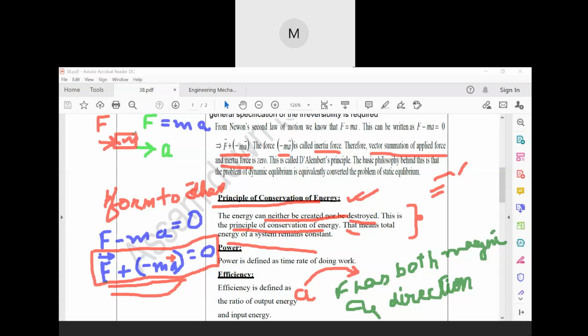So in this way we can explain D'Alembert's principle. Now after D'Alembert's principle we have the principle of conservation of energy. Principle of conservation of energy means energy can neither be created nor be destroyed, but energy can be converted from one form to another form. Okay, this is the basic principle of conservation of energy.